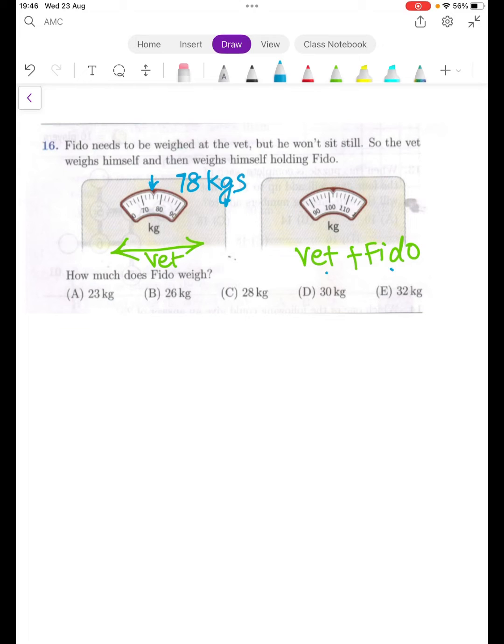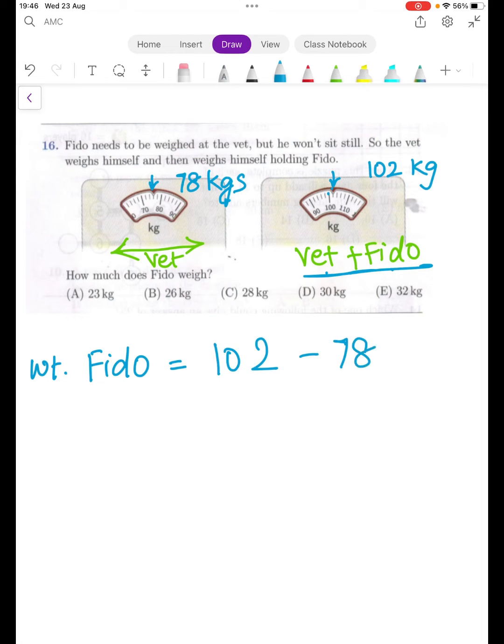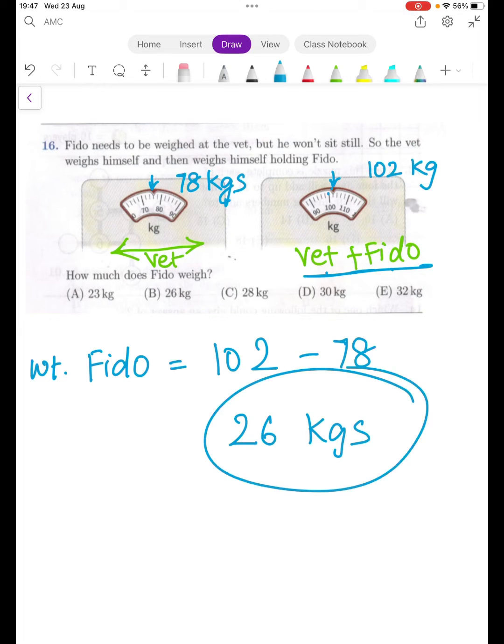Now let's look at vet plus Fido. Again, let's say this is 100, and because each little marking is 2 kilograms, this is 102 kilograms. So if you have to find the weight of Fido, we have to take the weight of vet plus Fido and then deduct the weight of the vet. So this is 102 minus 78, and the answer is 26 kgs. And let's see the answer. This is B.